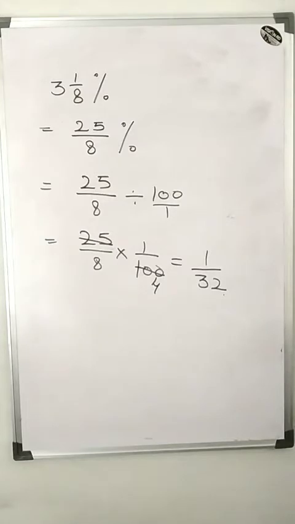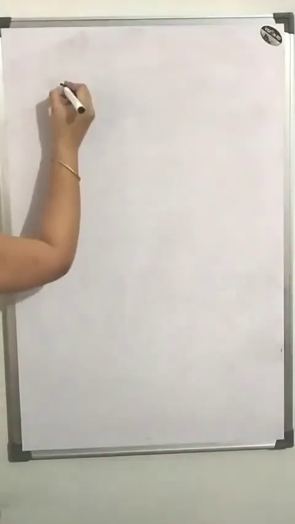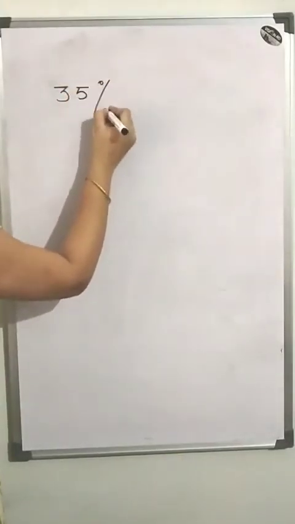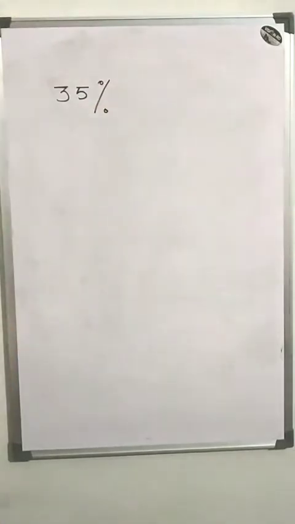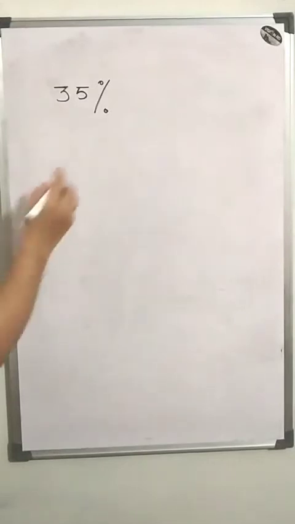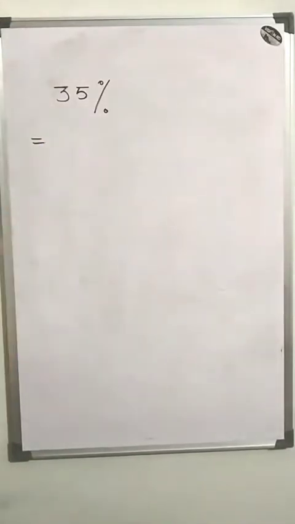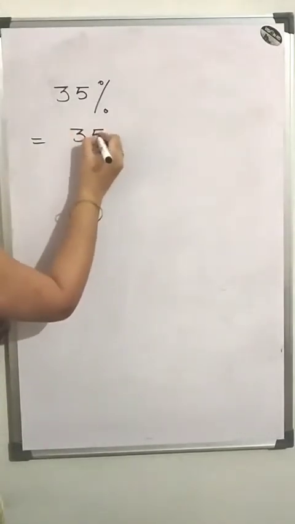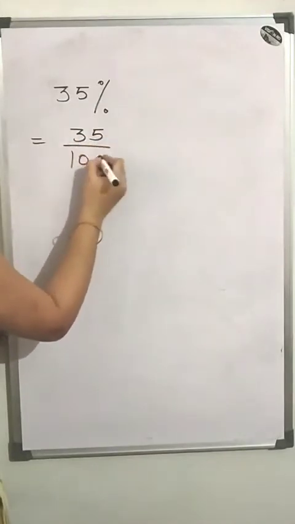Okay, now I explain to you how to convert percentage into decimal. Now just start. The question is 35%. This time you have to convert it into a decimal. So first, after removing the percentage symbol, you have to divide the number by 100. So it is 35 upon 100.